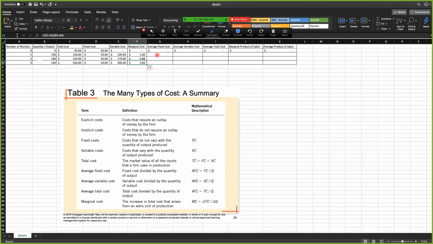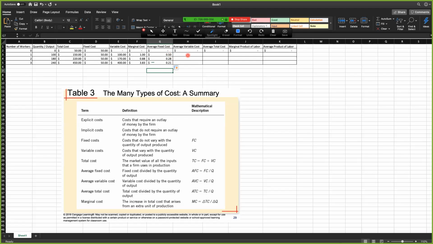Now we're going to determine the average fixed costs. Average fixed costs are effectively just fixed costs divided by the quantity of output. So we can just take fixed costs and divide by the quantity of output, and bring that down. Notice that average fixed costs are always going to be decreasing because fixed costs are constant. As the total output increases, the average fixed cost is going to decrease.